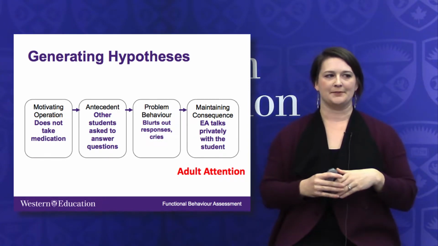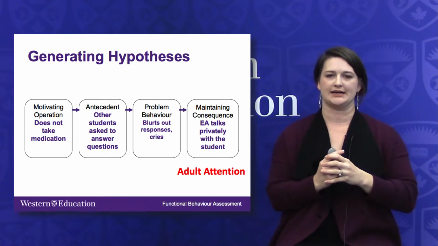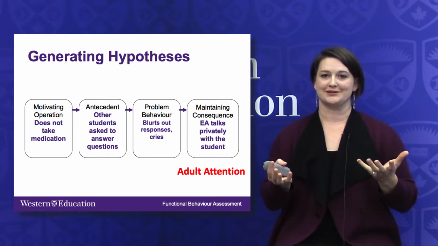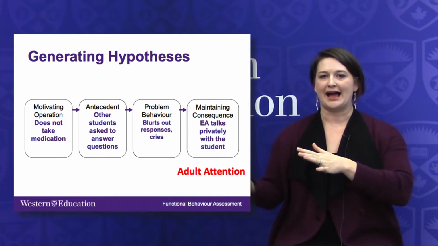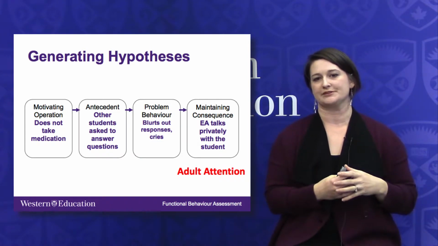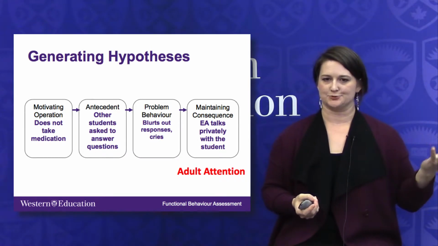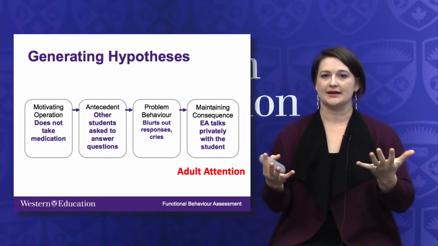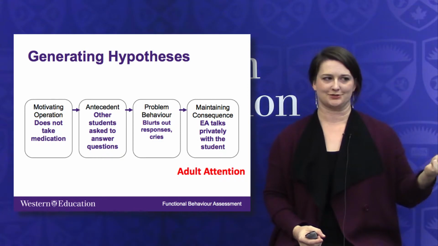Another example: we have a child or an individual who always blurts out responses and sometimes cries in the middle of tasks. Let's look at what surrounds that behavior. Immediately before it, other students are asked to answer questions in the classroom. After they perform that blurting out, the EA comes, sits down, and talks privately with the student about their behavior. And earlier in the day, that student forgot to take their medication as well. So here we have a motivating operation or a setup for this behavior: they haven't taken their medication, and it's made adult attention more valuable as a consequence.